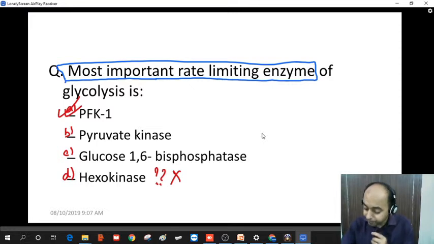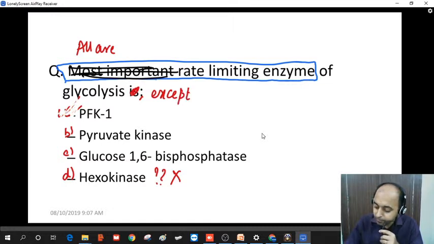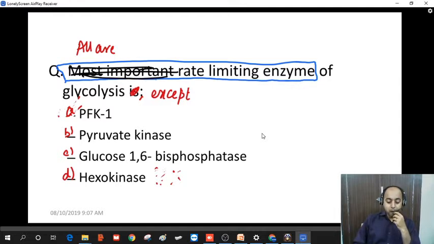Sometimes the question can be, all are rate limiting enzyme of glycolysis except. In that case, what are you going to mark? I've changed the question slightly, and now you have to give me the new answer. All are a rate limiting enzyme of glycolysis except. So what will be the answer in this case?